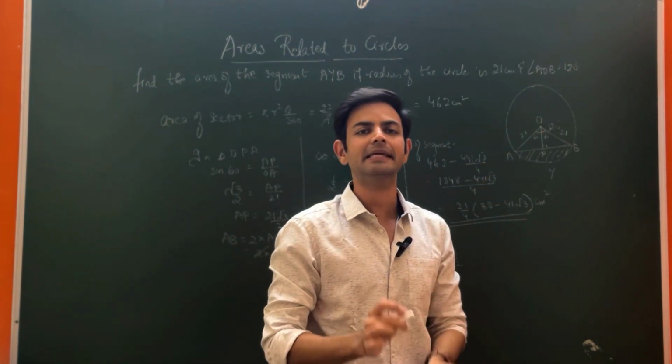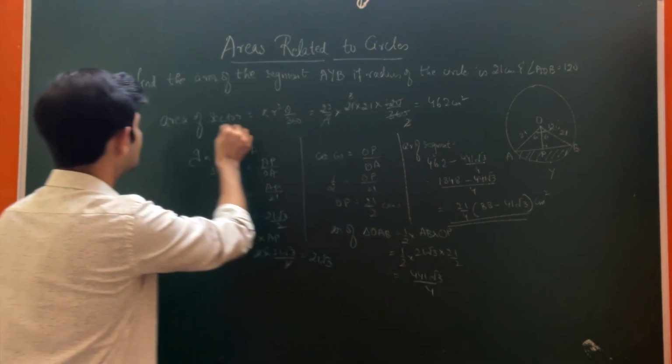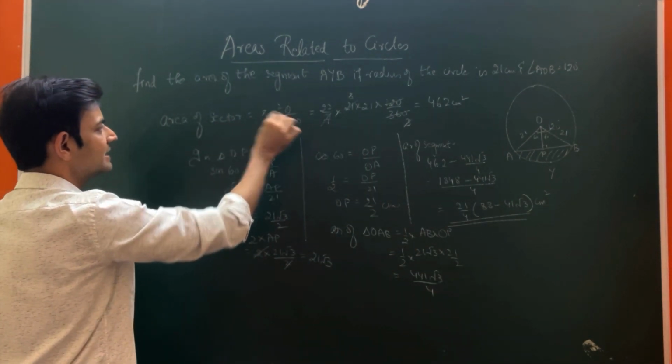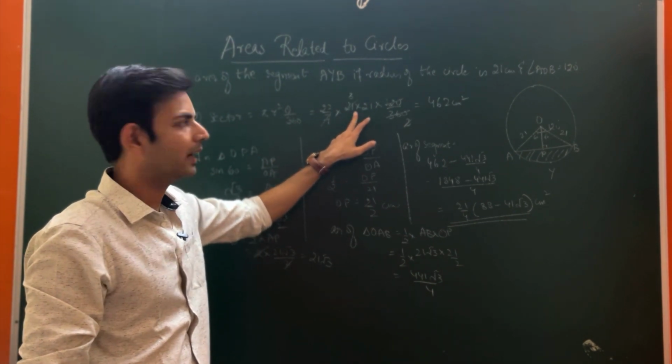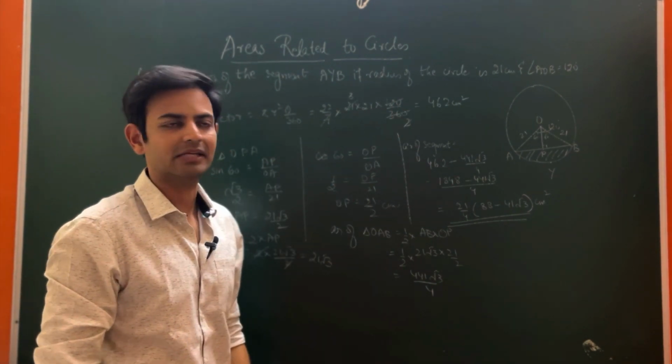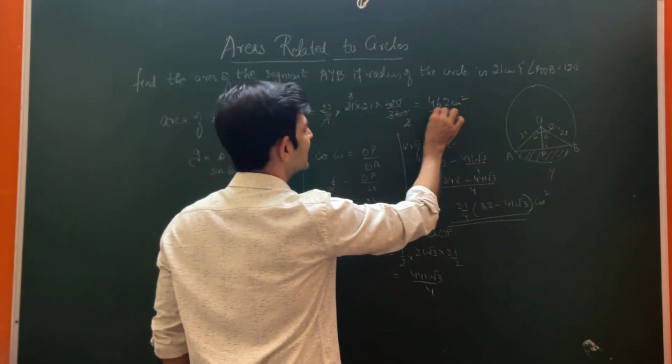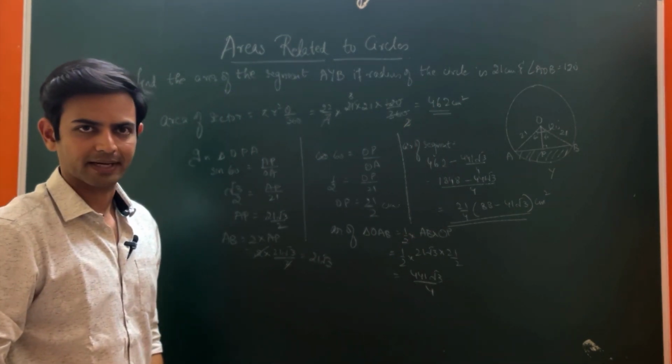So first we'll find the area of the sector. So area of the sector is pi r square theta by 360. Pi 22 by 7, r is given to us as 21 and theta is 120. When we solve it, we get the value as 462 centimeters square.